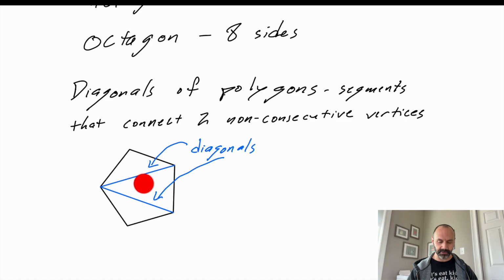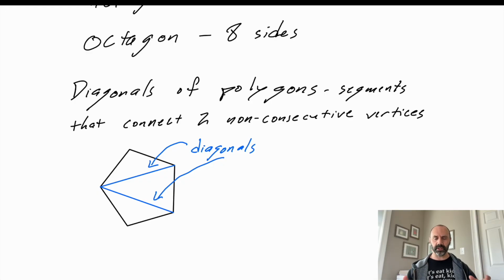And so these are two examples of diagonals. There are only two diagonals from a vertex in a pentagon. You've got 5 sides and 5 angles, and there are only two diagonals that you can draw. All the others, if you went from here to here, that's just tracing a side. From here to here is also just tracing a side.